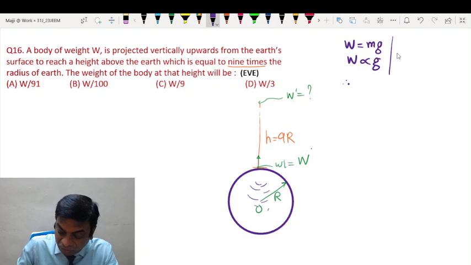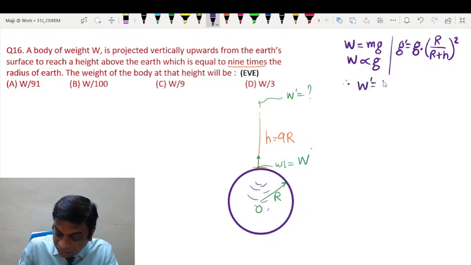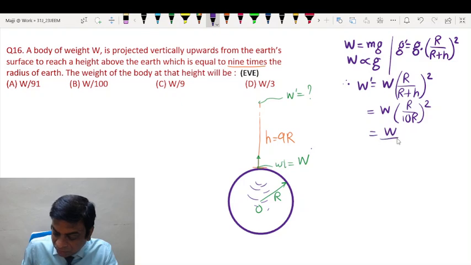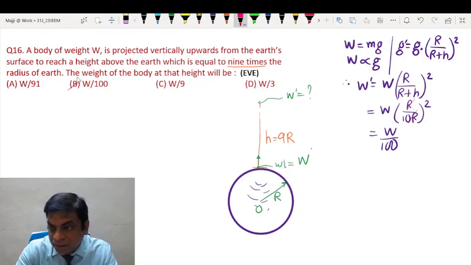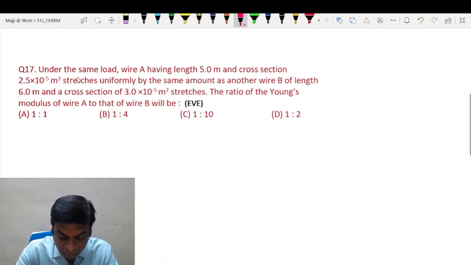So just as we have the formula, the new acceleration due to gravity is equal to the initial acceleration due to gravity into R upon R plus h whole square. Similarly, we can write here W dash is equal to W into R upon R plus H whole square. Now H is equal to 9R, so this will become 10R in the denominator. So finally we have W by 100. So W by 100 is the correct answer, B option. Then moving to the next question.